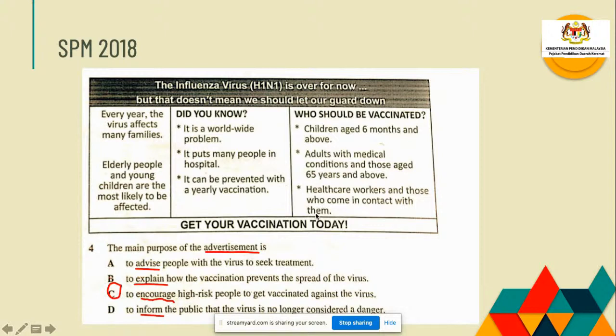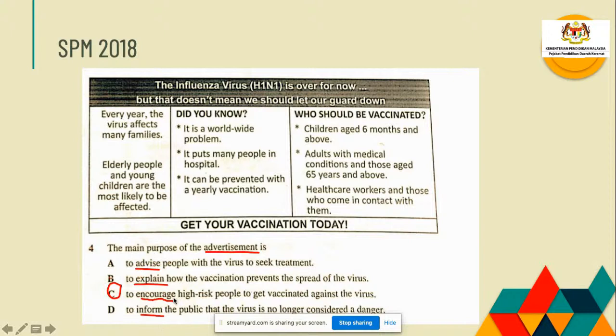Okay, dan juga orang yang patut dapat vaksin adalah healthcare workers and those who come in contact with them. Maksudnya orang yang bekerja dengan H1N1 ni, pesakit H1N1 ni perlu mendapatkan vaksin. Lepas tu last kali dia tulis huruf besar. Get your vaccination today. Dapatkan vaksin anda sekarang. Okay, so kita dah tahu, kita dah baca semua. So kita carilah berdasarkan ini apakah yang paling tepat.